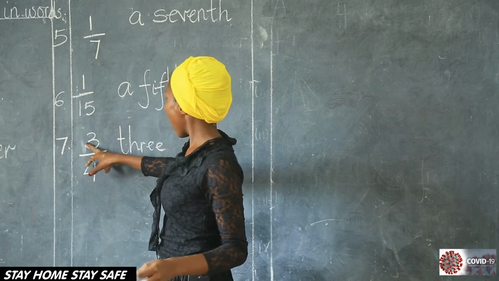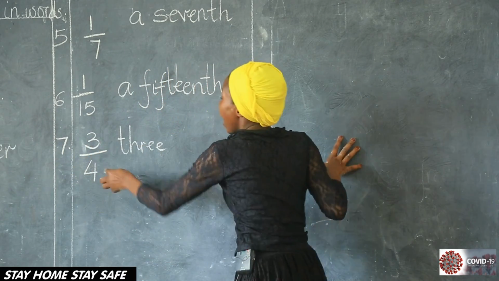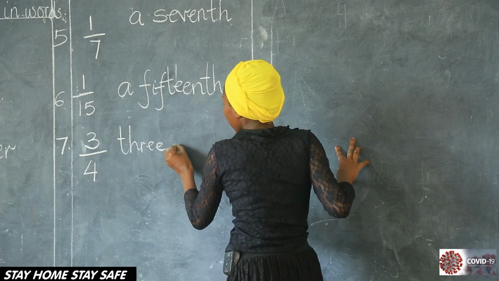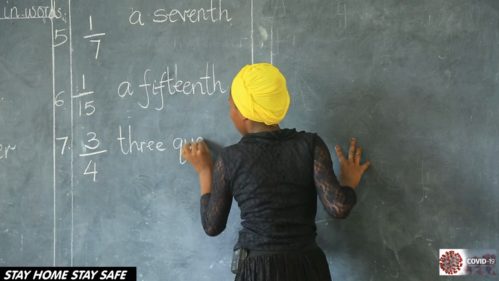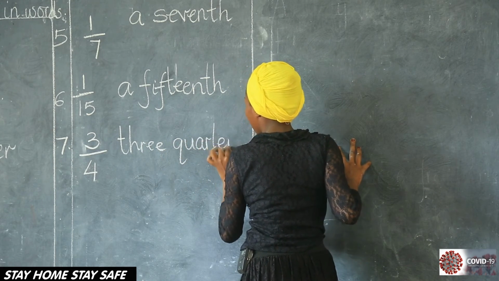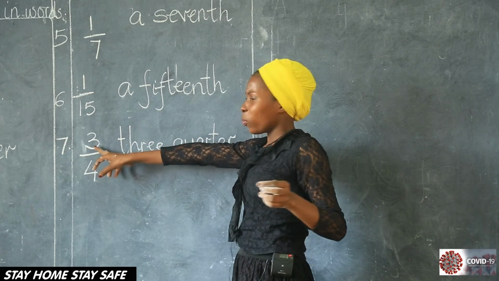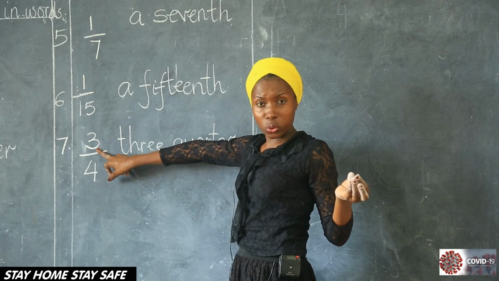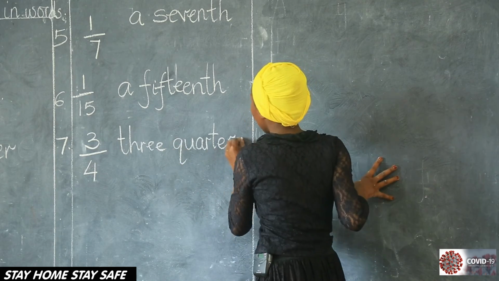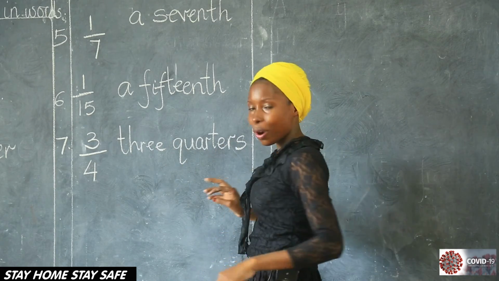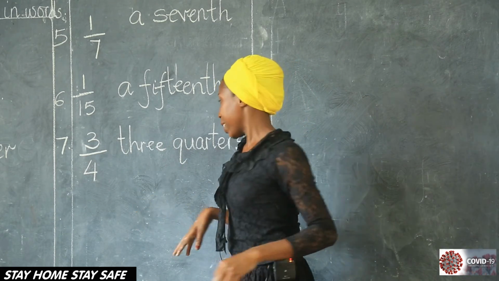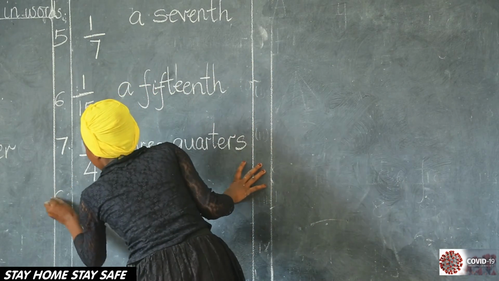But now I have 3. So we say 3 and bring this one, quarter, 3/4. But because they are 3, that means they are more than 1, we'll add on s because there are many. 3/4. Let's move on. Let's continue. Let's see this one.